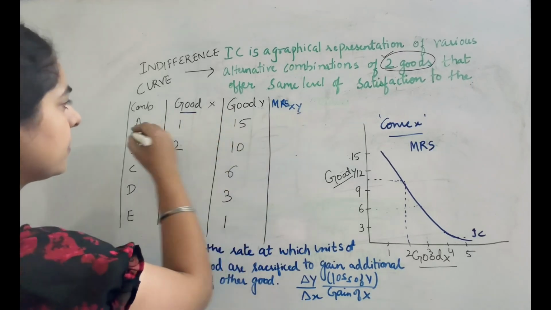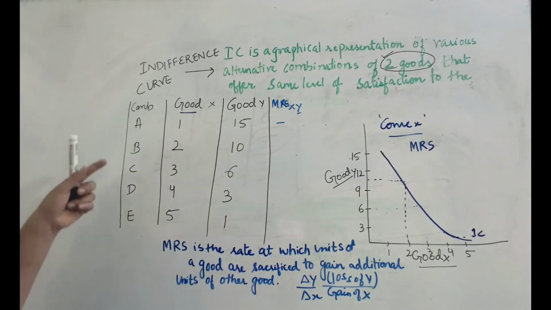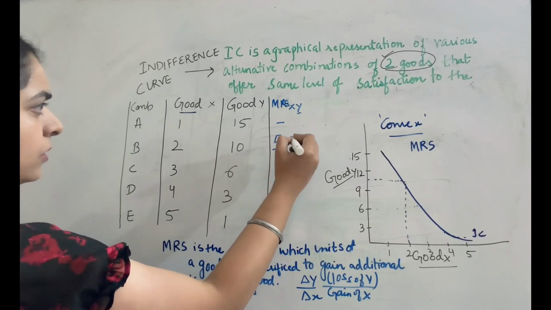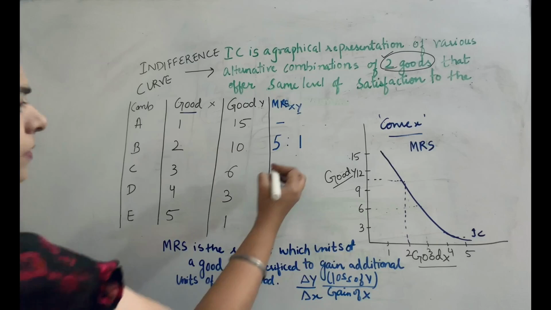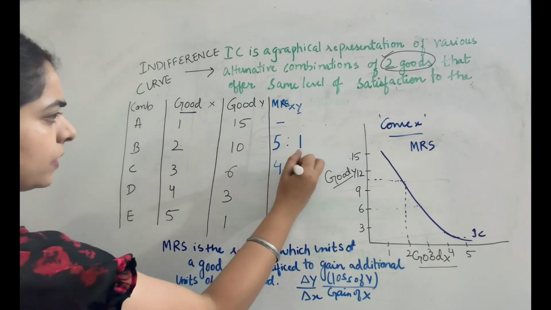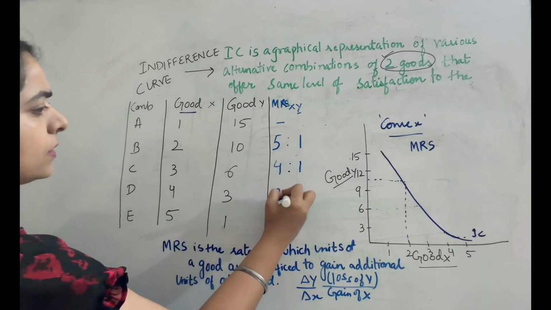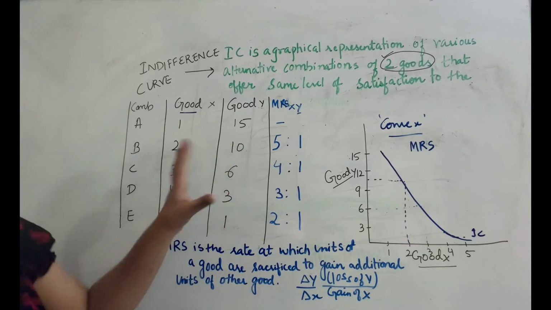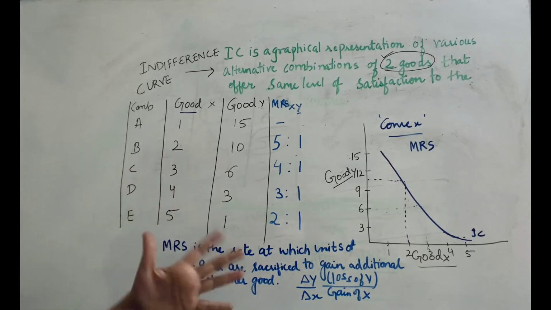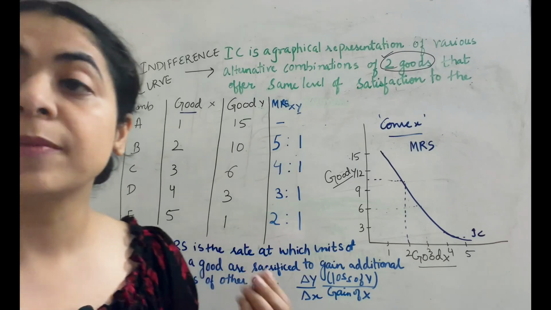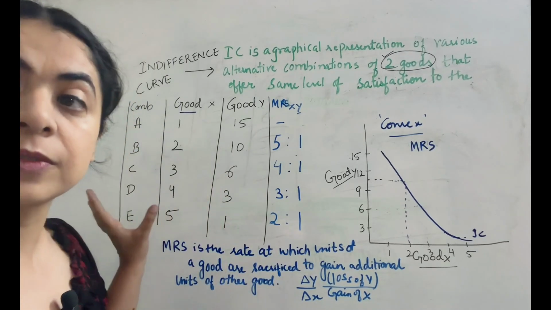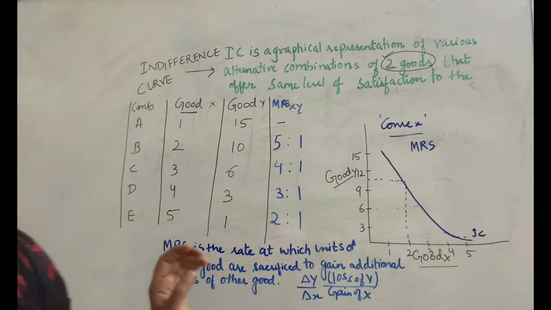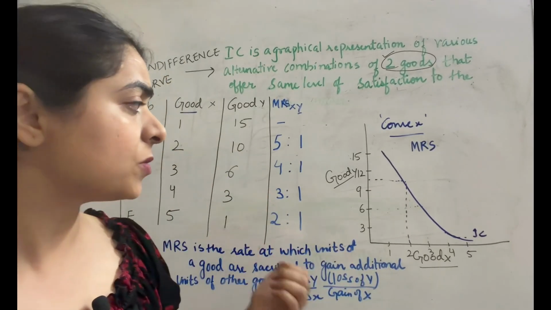In the first case there is no sacrifice of Y. Then how many units are sacrificed? 5. So 5 units are sacrificed to gain one additional unit of X. Then 4, 10 and 6? That means 4 units are sacrificed to gain an additional unit of X. Then 3 units are sacrificed, and then 2 units are sacrificed to gain one additional unit of X. The rate at which these units are sacrificed to gain an additional unit of the other good is the marginal rate of substitution. Because the marginal rate of substitution diminishes as the consumer increases consumption of the other good, this shape is convex. So please remember that the convex shape is because of diminishing MRS.